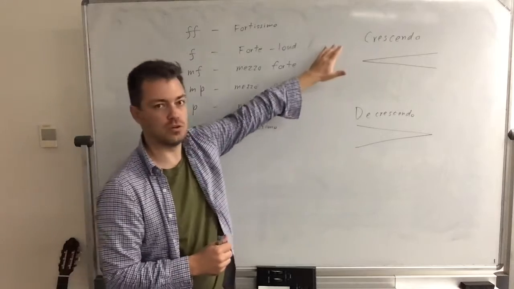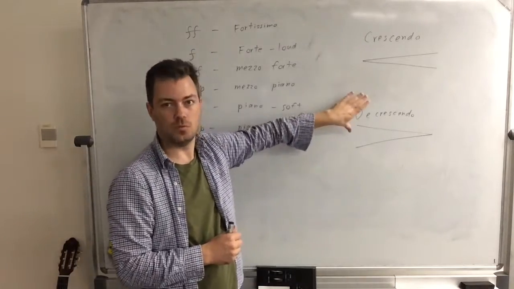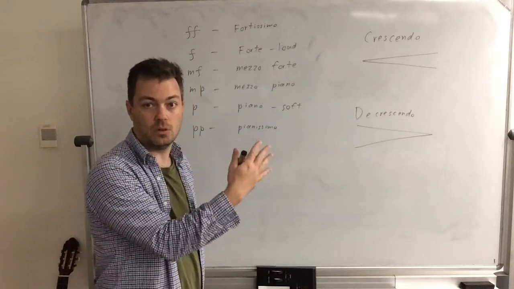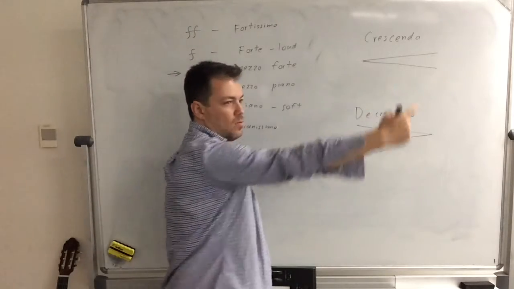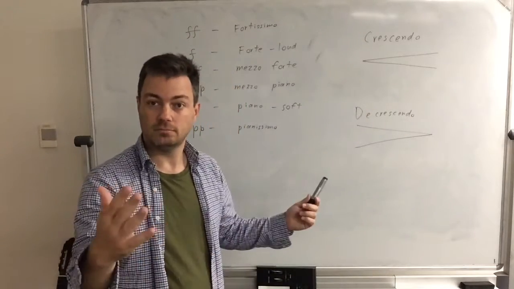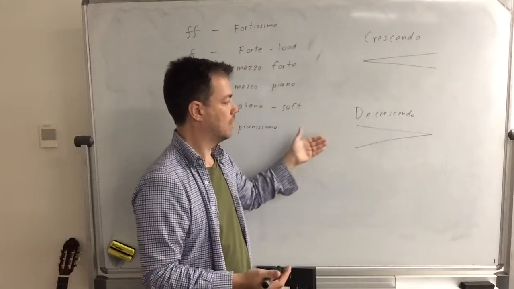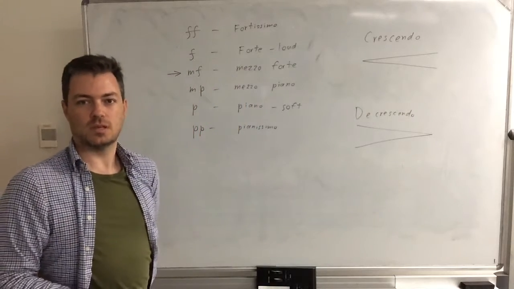Over here we have a crescendo and a decrescendo. Once again, you're not going to see the words on the music, but you'll definitely see these symbols. And they kind of mean what they look like, once again to do with dynamics. So crescendo means gradually getting louder, and obviously decrescendo means gradually getting softer. Okay, so that's musical terms.